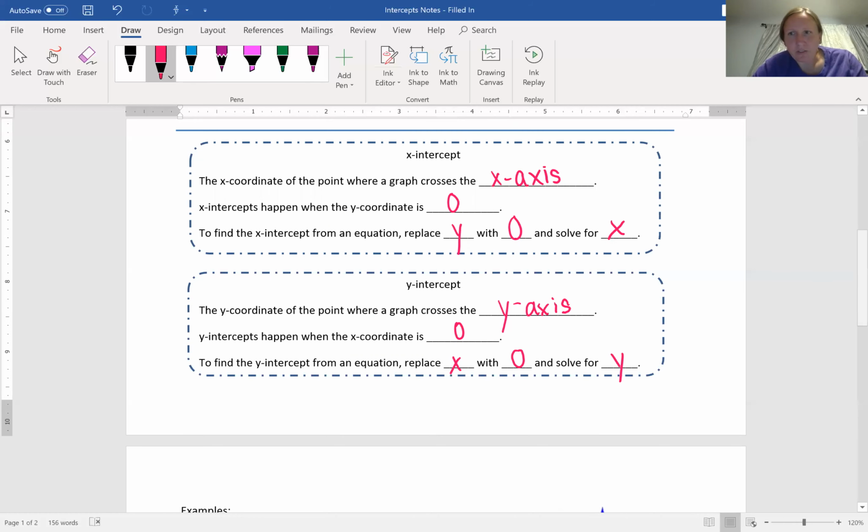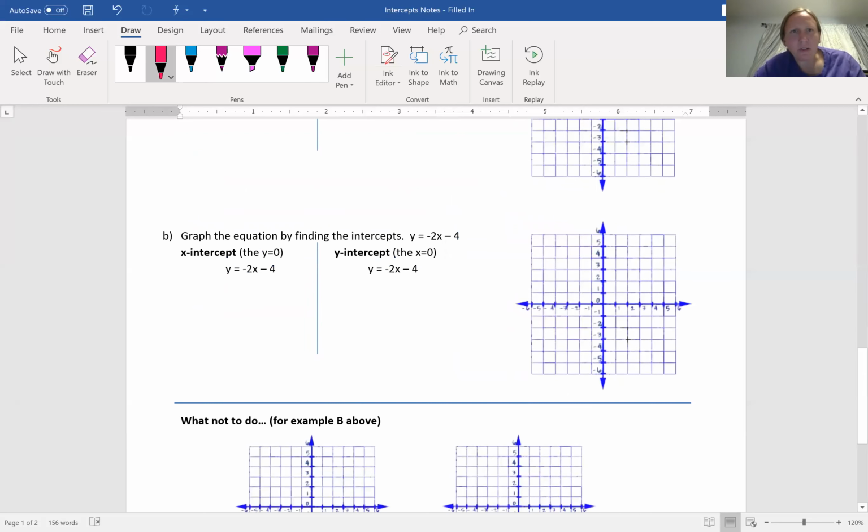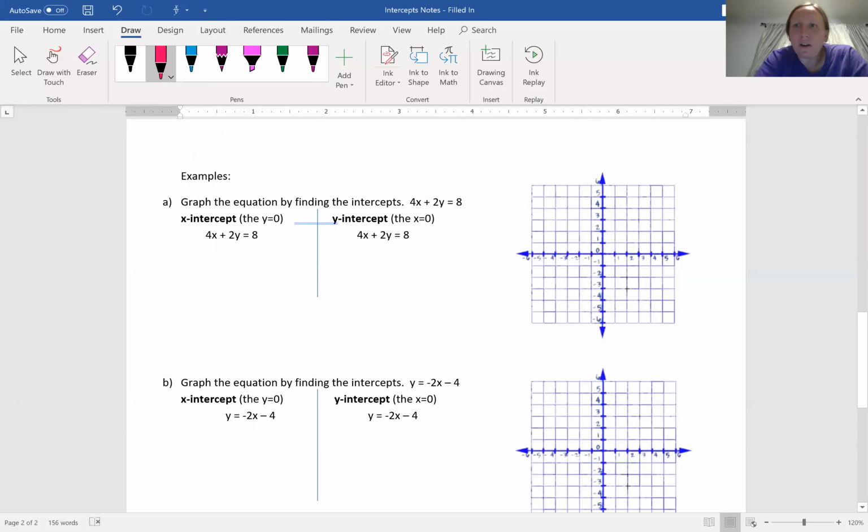Okay, so let's try a couple more examples here. So now we are actually going to graph our line. We're going to graph the line by finding the intercepts. And I did give you that friendly reminder of what we're going to do here. So for the first one, we're going to find the x-intercept. So we have 4x plus 2y equals 8.